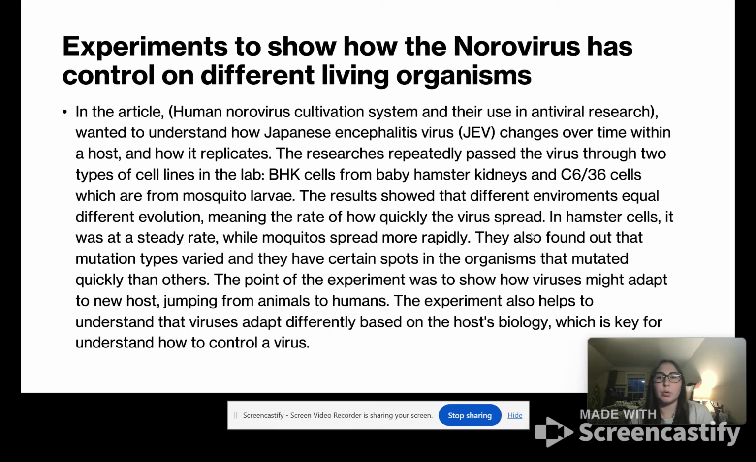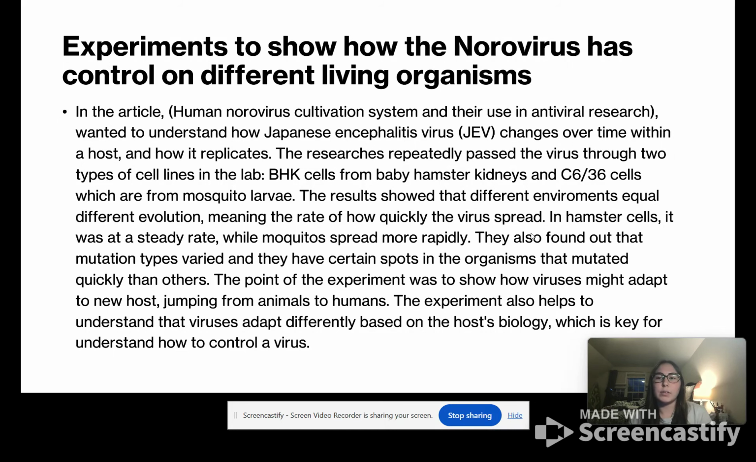Experiments to show how the norovirus has control on different living organisms. In the article, Human Norovirus Cultivation System and Their Use in Antiviral Research, researchers wanted to understand how viruses change over time within a host and how it replicates. The researchers repeatedly passed the virus through two types of cell lines in the lab: BHK cells from baby hamster kidneys and C6/36 cells, which are from mosquito larvae.